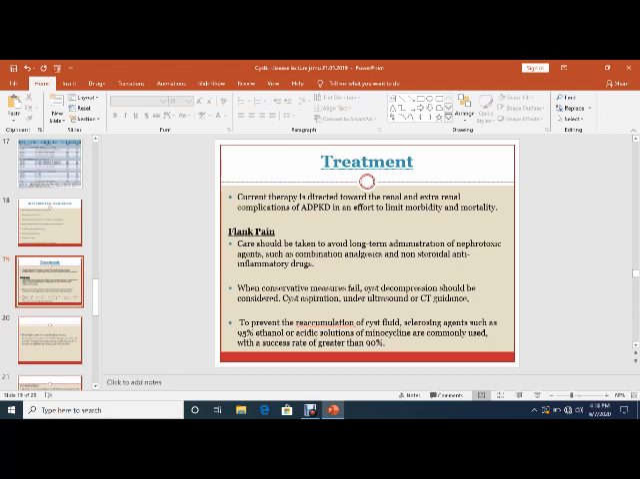For the relief of the pain, we should give analgesics and non-steroidal anti-inflammatory drugs. But remember, we should not use them for a prolonged period, because these drugs are nephrotoxic. When conservative measures fail or pain doesn't subside, we must think this cyst may be enlarged. So we should do cyst decompression, cyst aspiration. This procedure should be done under ultrasound or CT guidance.